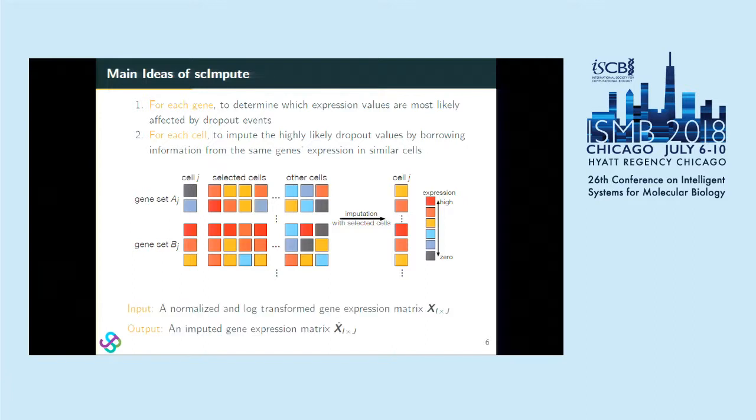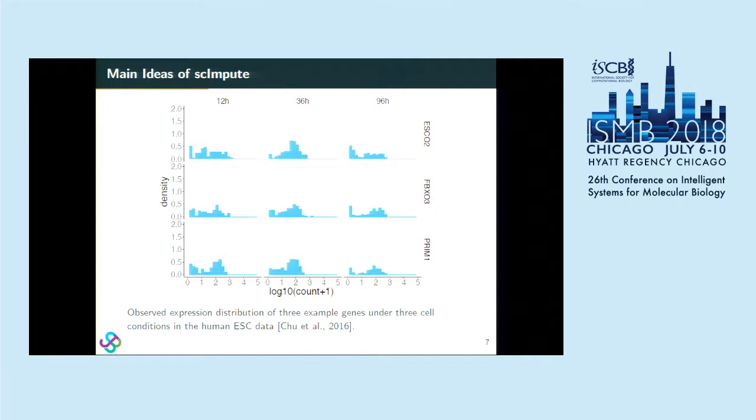The input of scImpute is a normalized and log transformed gene expression matrix, and after imputation, scImpute outputs a gene expression matrix with the same dimensions.